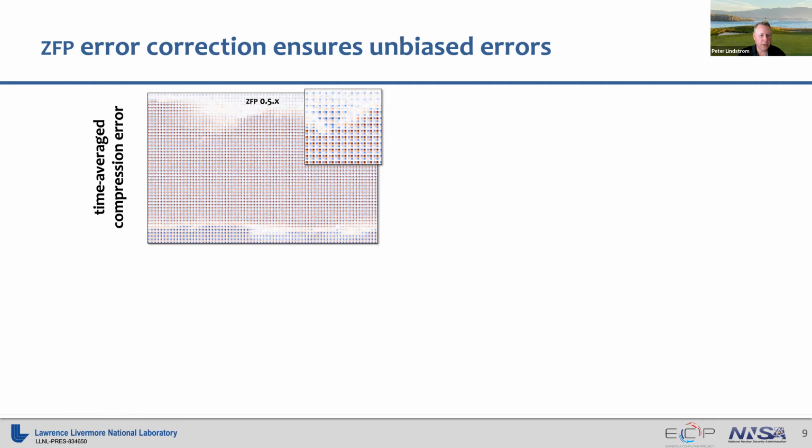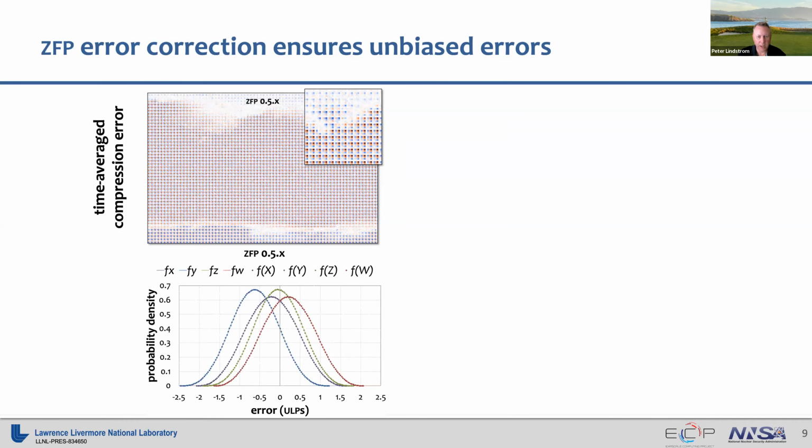So what I'm showing here is a 2-dimensional field that's also time varying. So we're plotting here for each pixel the average error over time. And as you can see in this inset here, you can actually see this block of 4 by 4 pixels, and there's this recurring pattern. And there's a good reason for this.